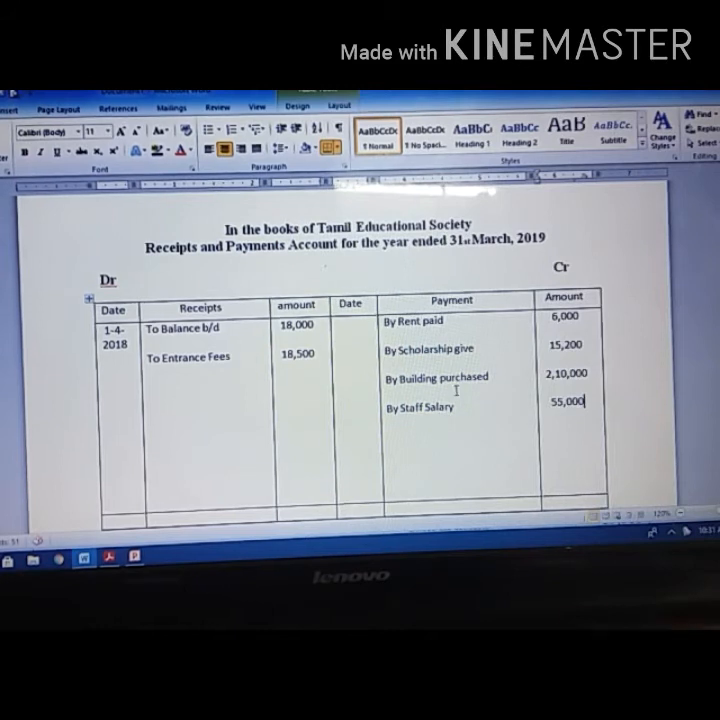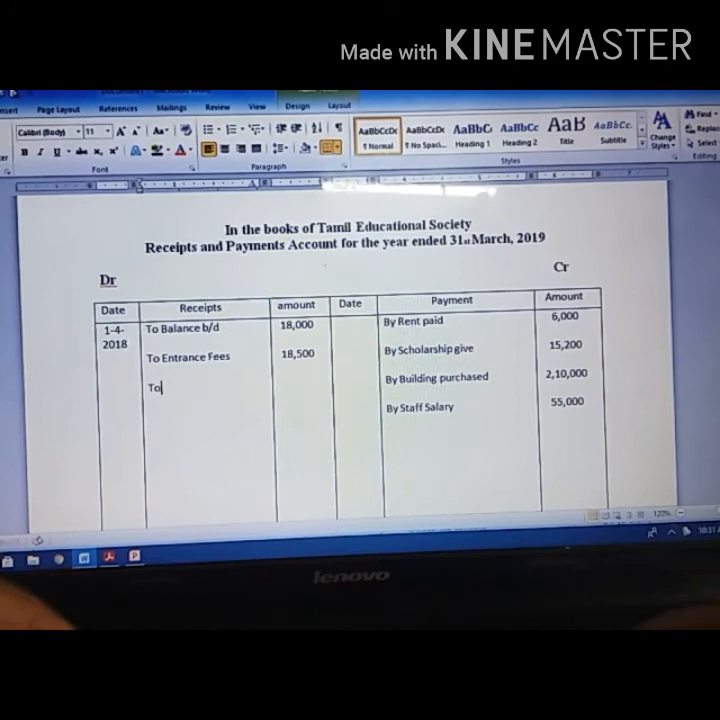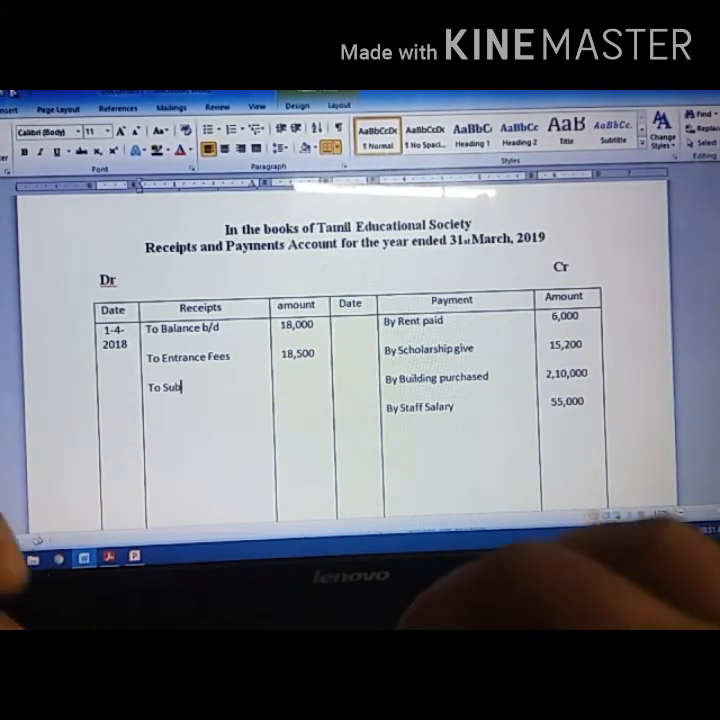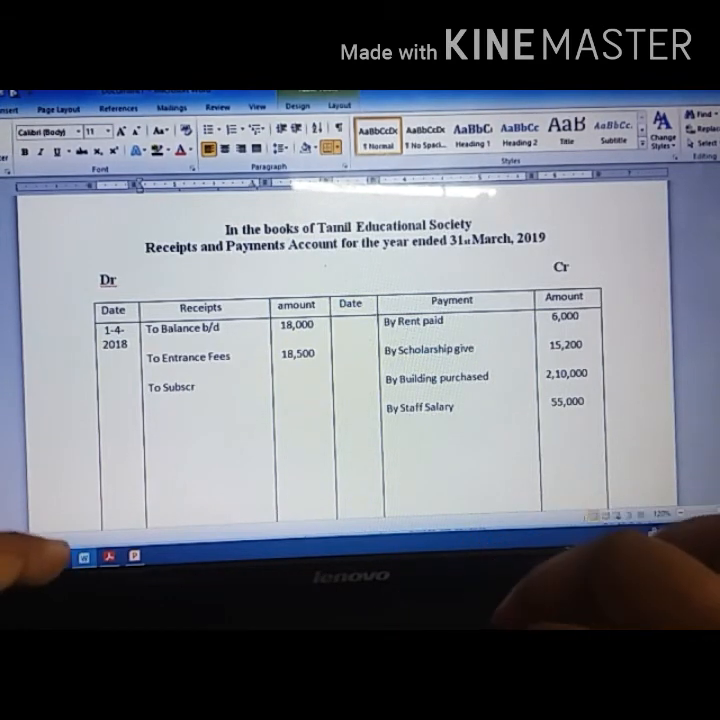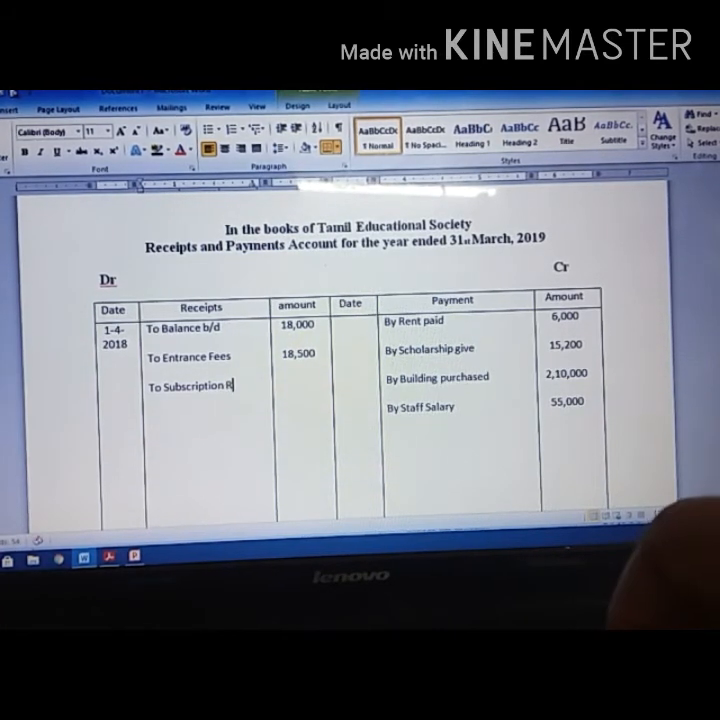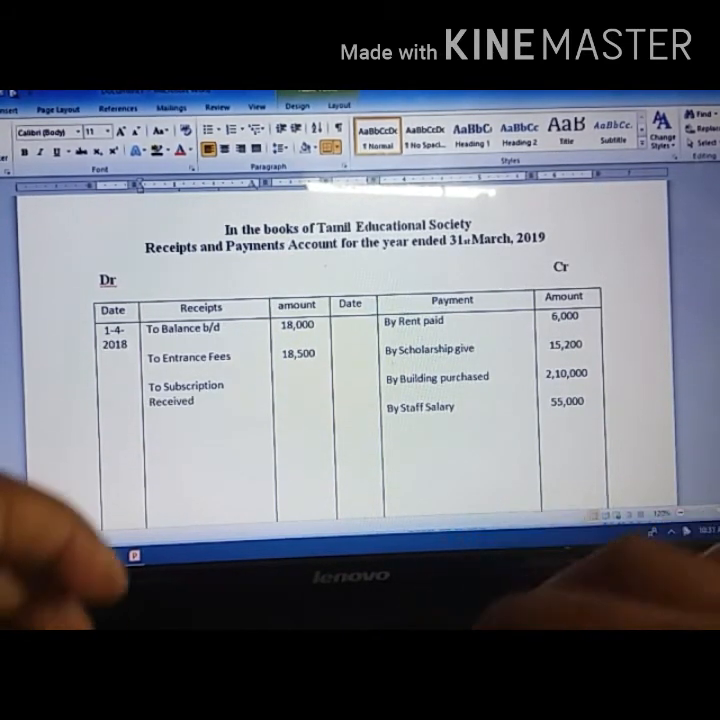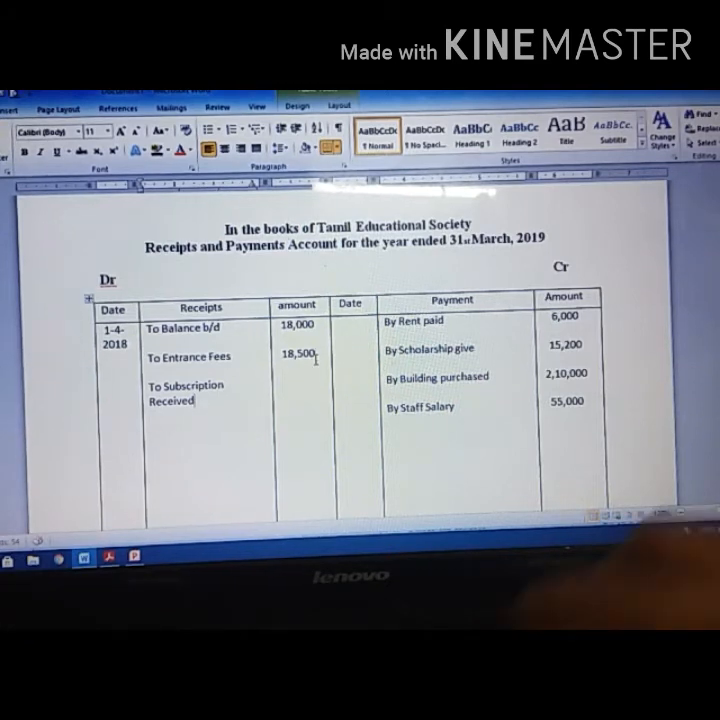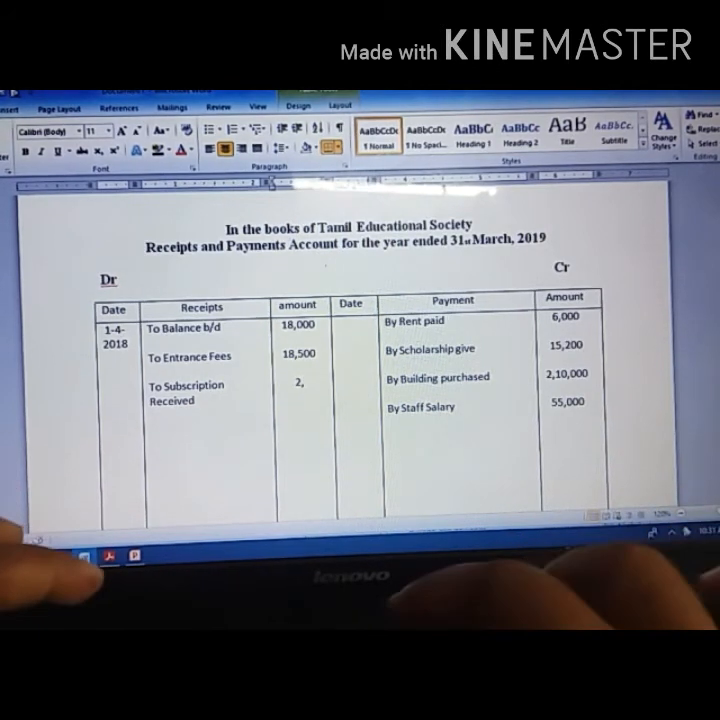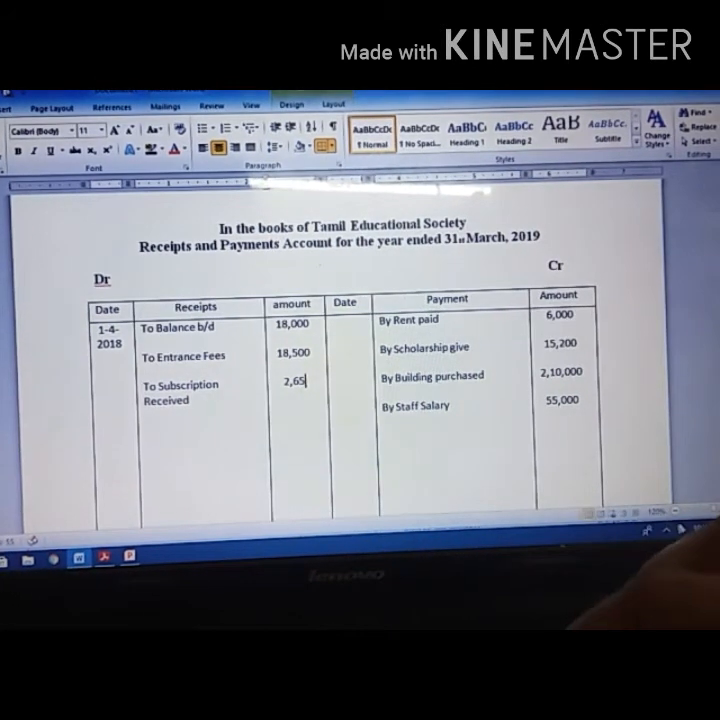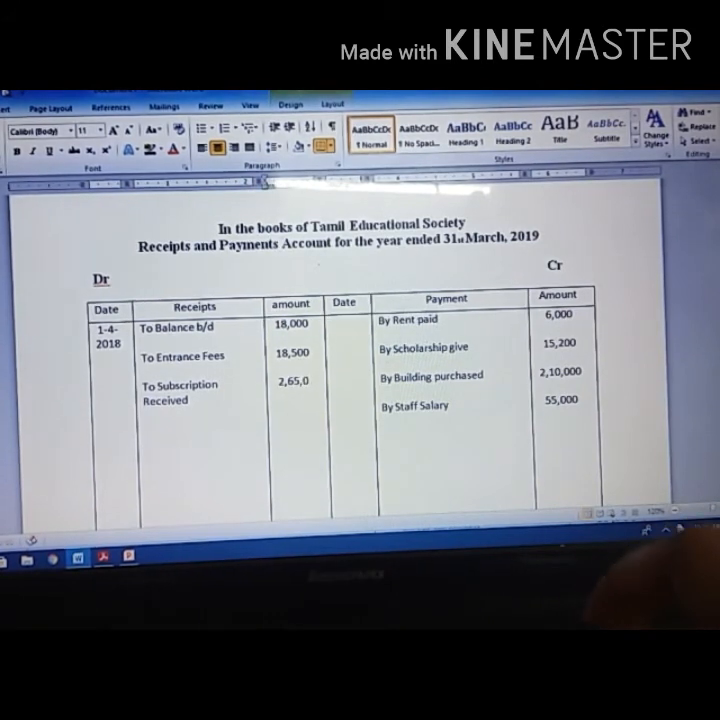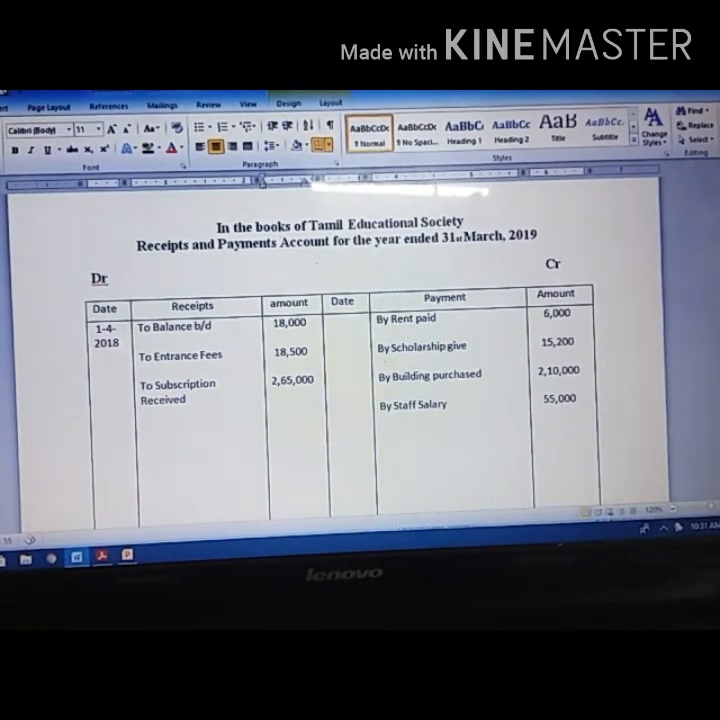Subscription receipt is on the receipt side, so I have to write it on the debit side. To subscription received, 2,65,000. That's it. So we have put all the amounts.